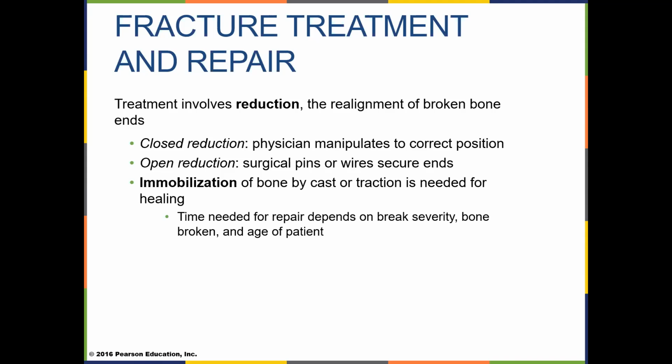A closed reduction means you just line it up, you manipulate the two ends without having any kind of surgical intervention. An open reduction means you have to have surgery to put the bone ends back together and maybe put some screws and plates or pins in there to line it up, particularly if there's lots of bits and pieces present.